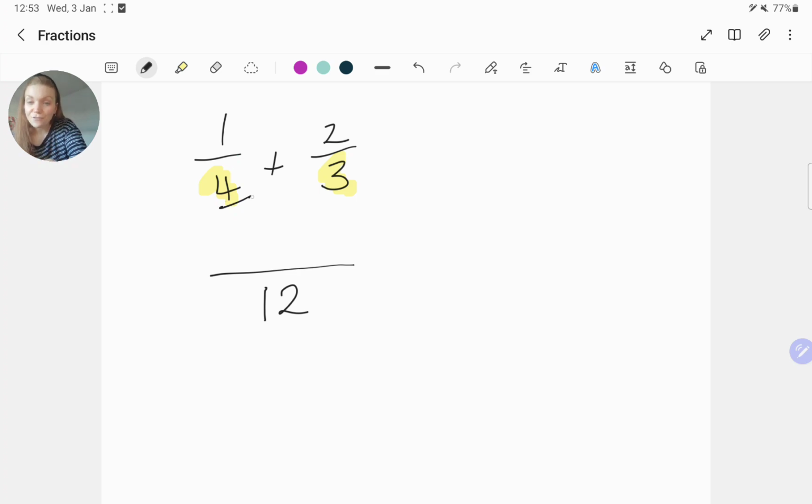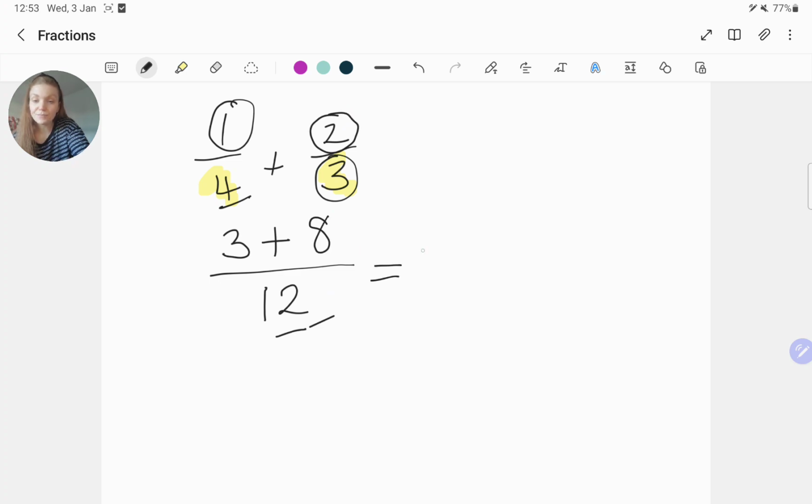So then we say 4 goes into 12 3 times. 3 times 1 is 3 plus 3 goes into 12 4 times. 4 times 2 is 8. So it's 11 over 12.